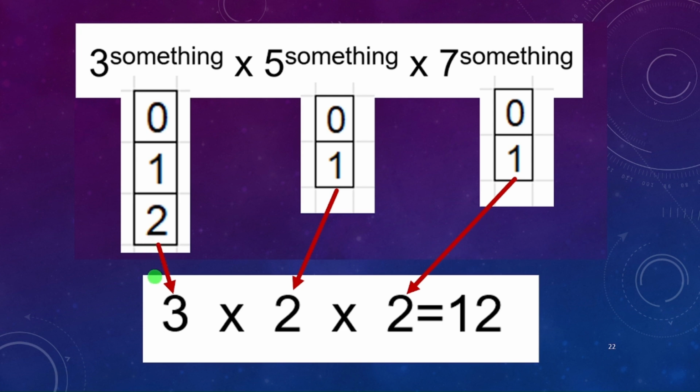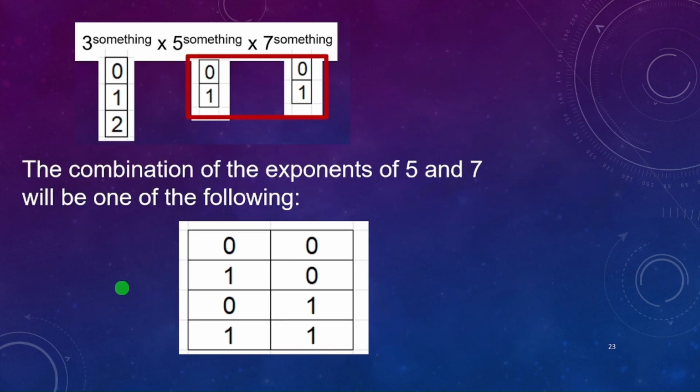There are 3 ways to have an exponent for 3, 2 ways to have an exponent for 5, and 2 ways to have an exponent for 7. That's how we get our 3 times 2 times 2 equals 12. Let's go a little further. The 5 and the 7 may have any of the following combinations. They may both be 1. Maybe it's 5 times 1, or 1 times 7, or 5 times 7. So there's 4 ways that the exponents for the 5 and the 7 can turn out.